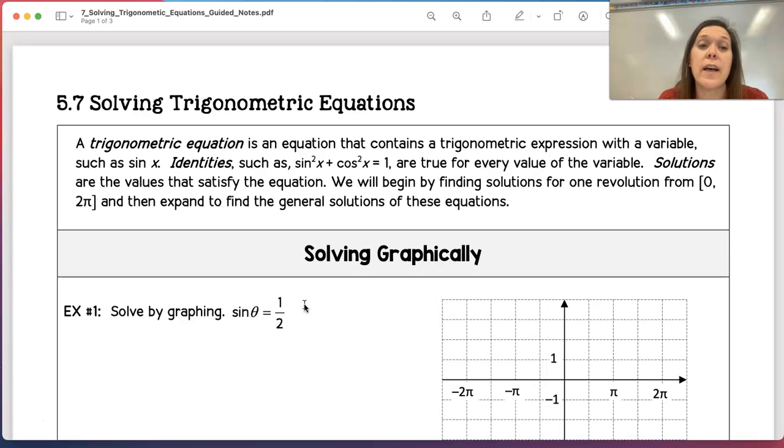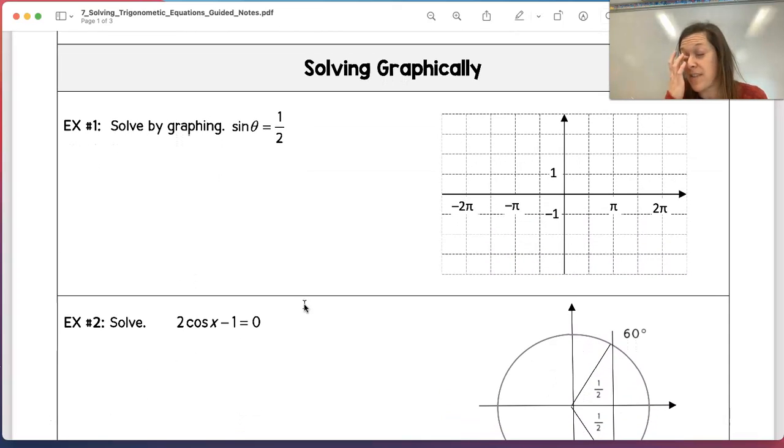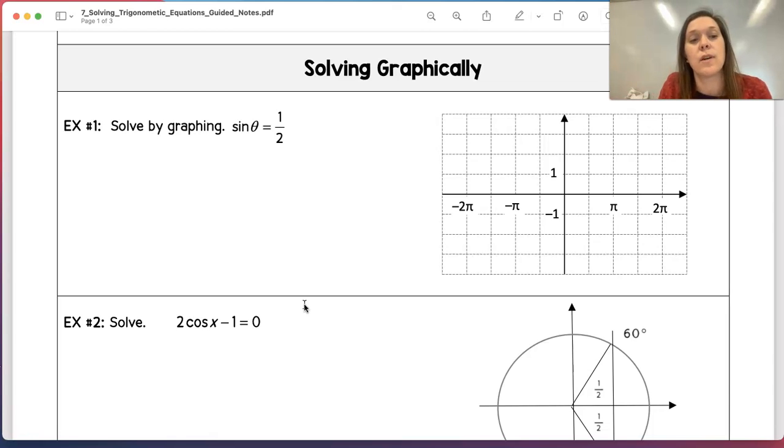Solutions are the values that satisfy the equation. We will begin by finding solutions for one revolution from 0 to 2 pi and then expand to find general solutions for these equations. I want to refresh the packet where you had to do the graphing on the first page; I made a quick note of how to do that. We're going to go through it graphically on your calculator, and then we'll go through it algebraically too.